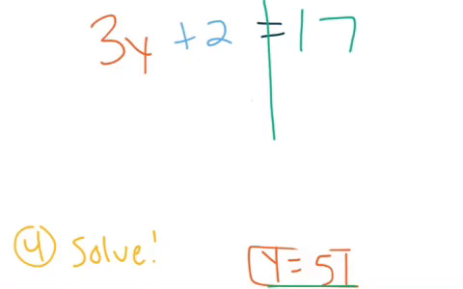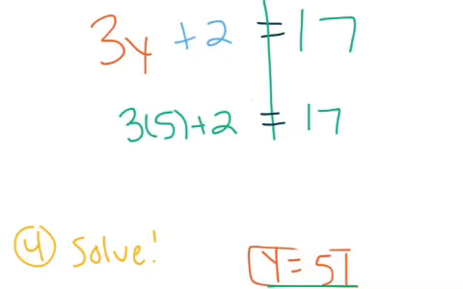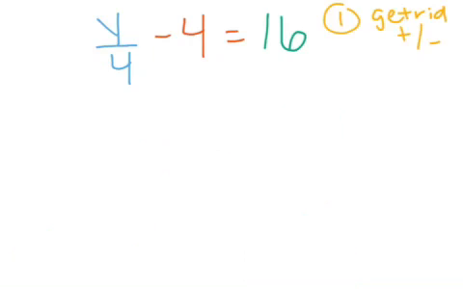We still want to make sure that we're checking our work. So if I plug this 5 back into my problem, I would have 3 times 5 plus 2 equals 17. So 3 times 5 is 15, plus 2 is 17, so that checks. 17 equals 17.